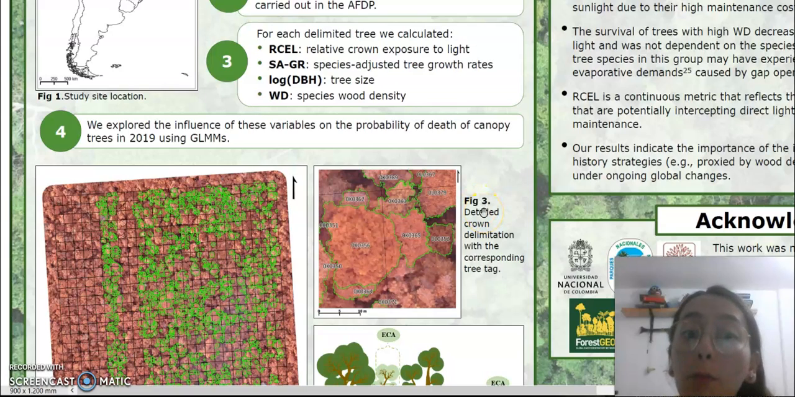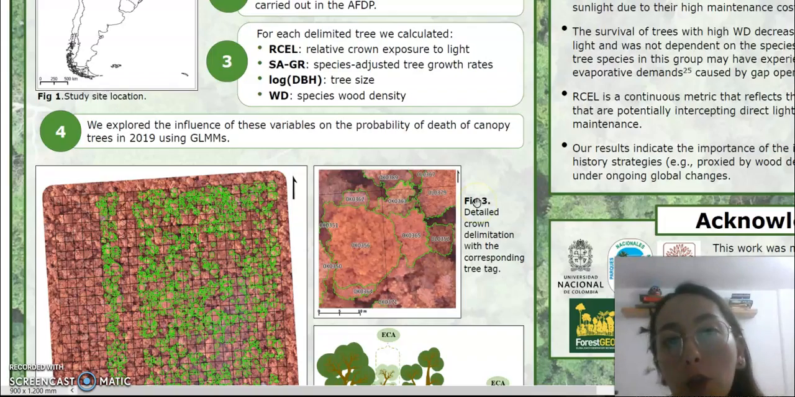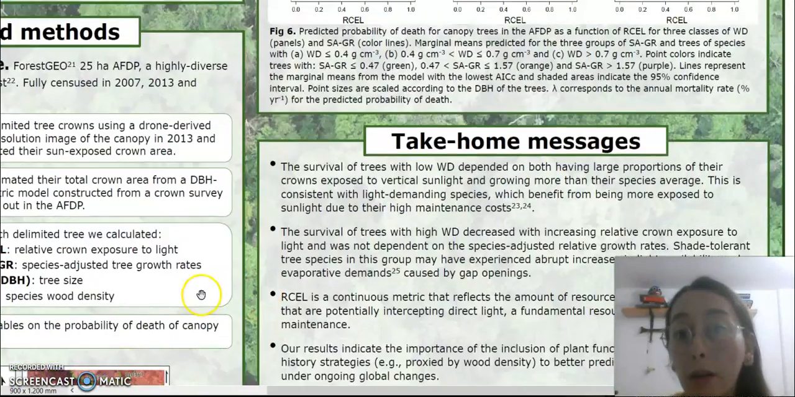We calculated species-adjusted tree growth rates, which is the individual tree growth deviation with respect to its species average, tree size, and species wood density, and we explored the influence of these variables on the probability of death of canopy trees in 2019 using generalized linear mixed models.